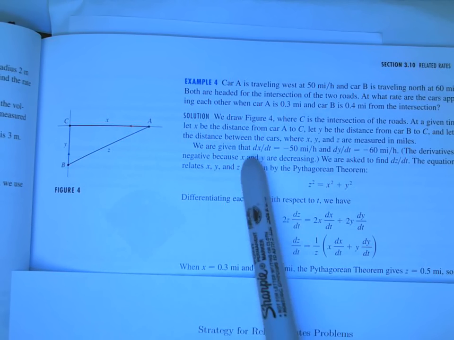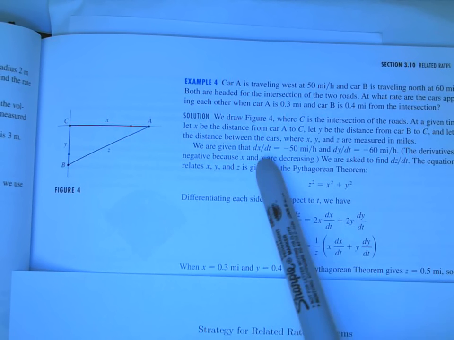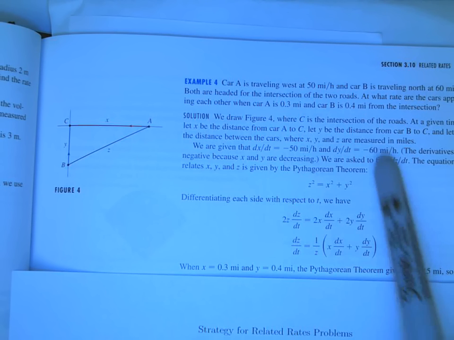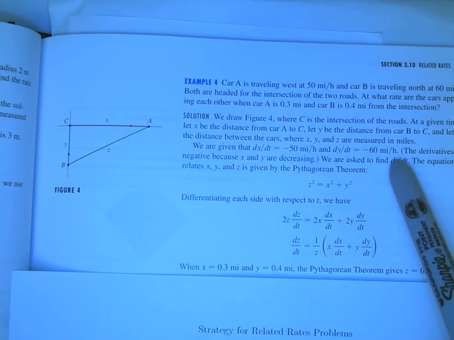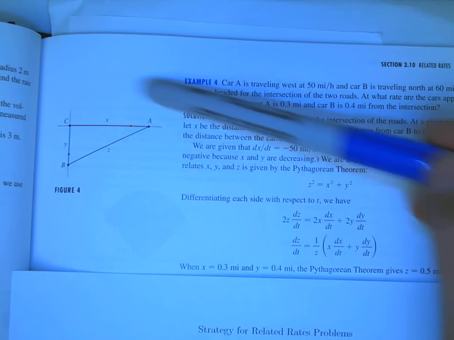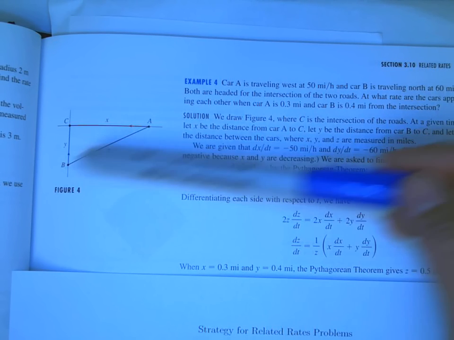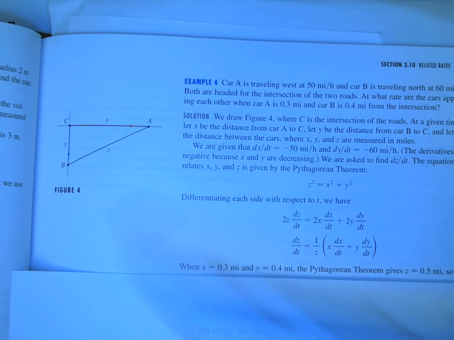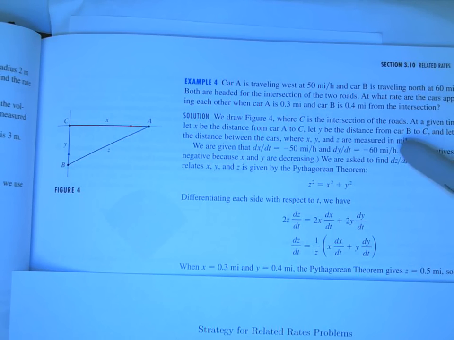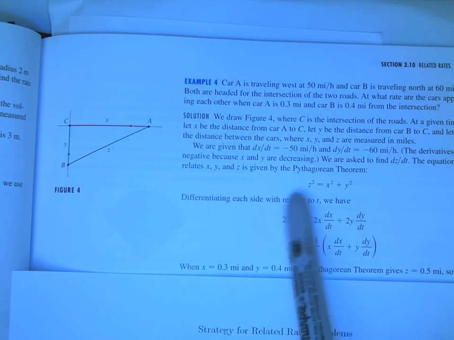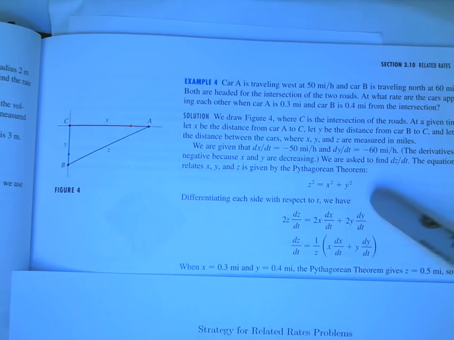So here's the explicit numbers. They've translated the traveling west and traveling north into minus 50 and minus 60. There's those signs again that are really crucial. These are decreasing. When you draw the picture, you always want to ask, okay, is this quantity here decreasing or increasing? I'm going towards the reference point. That's going to be a decrease in distance as time goes forward. Now, the master equation is z squared equals x squared plus y squared.